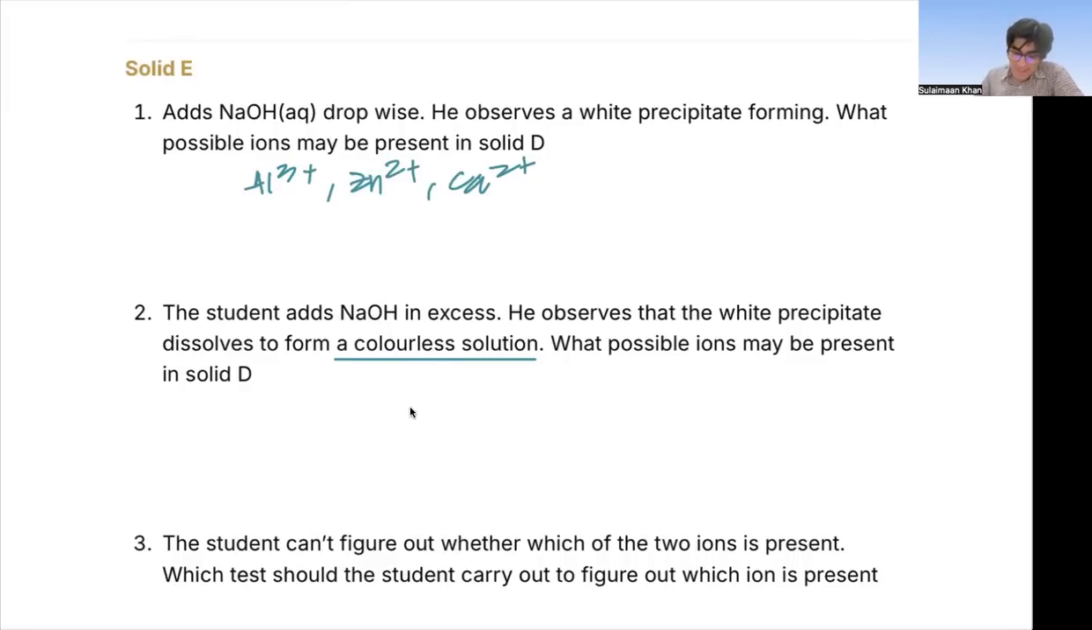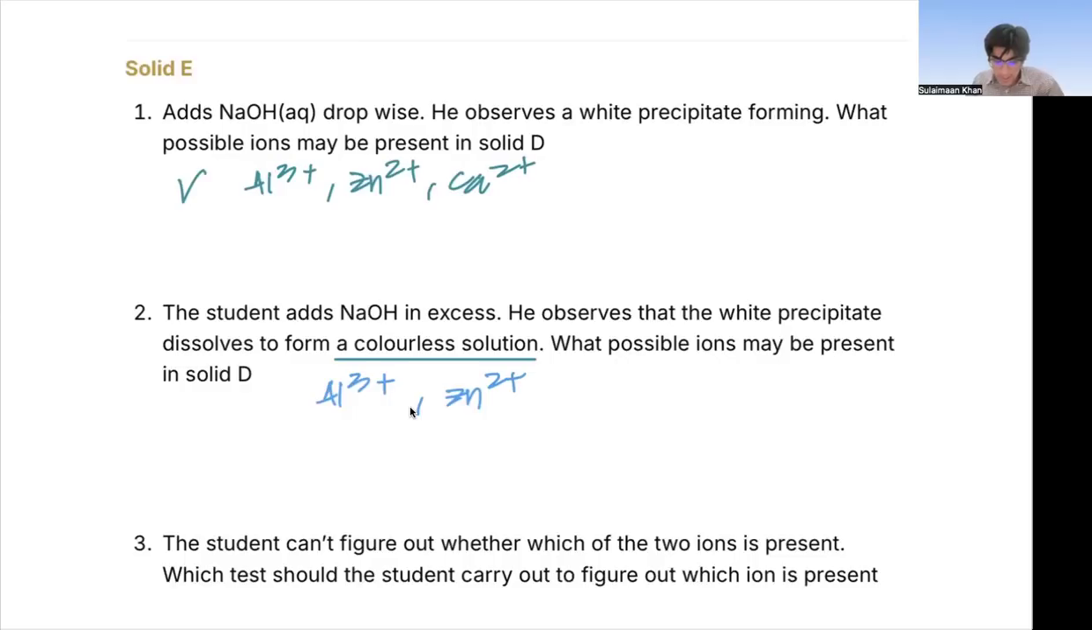So it's not going to be the calcium ion now. Above, these were the three possibilities. But now it is clarified that the two possibilities are the aluminum ion and the zinc ion, because the calcium 2 plus ion is going to remain insoluble. It's going to remain as the white precipitate, right?